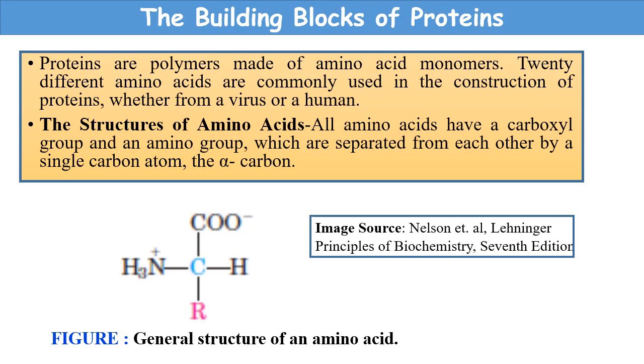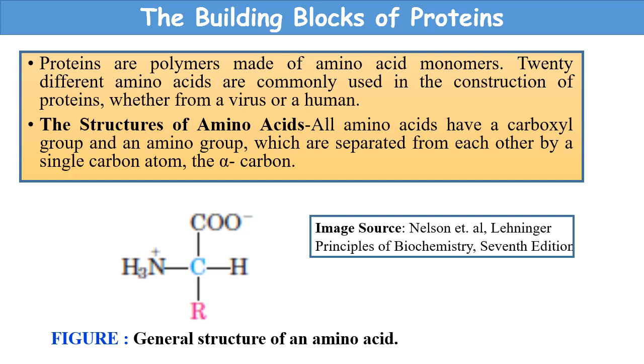Now, what are the building blocks of proteins? Proteins are the polymers made of amino acid monomers. 20 different amino acids are commonly used in the construction of proteins, whether from a virus or a human. The structures of amino acids. Now, all amino acids have a carboxyl group and an amino group which are separated from each other by a single carbon atom, the alpha carbon.